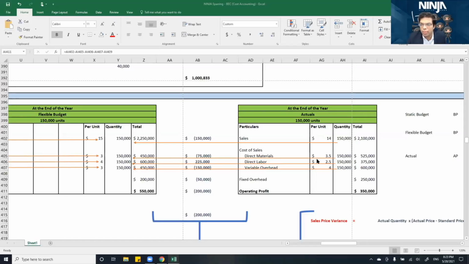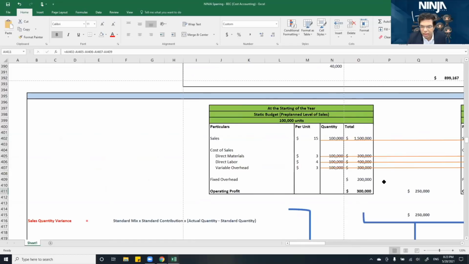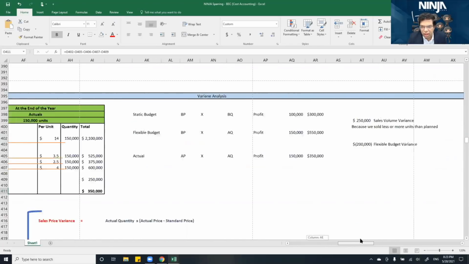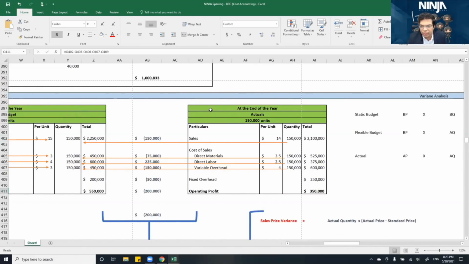Anybody else who thinks our performance hasn't been better? If you see our planned budget, our target operating profit was 300,000, and this was all the data. Now, our actual operating profit is 350,000. Have we performed better or worse, or do we have to figure out? What do you think the answer is? Better or worse? Brenda says better.